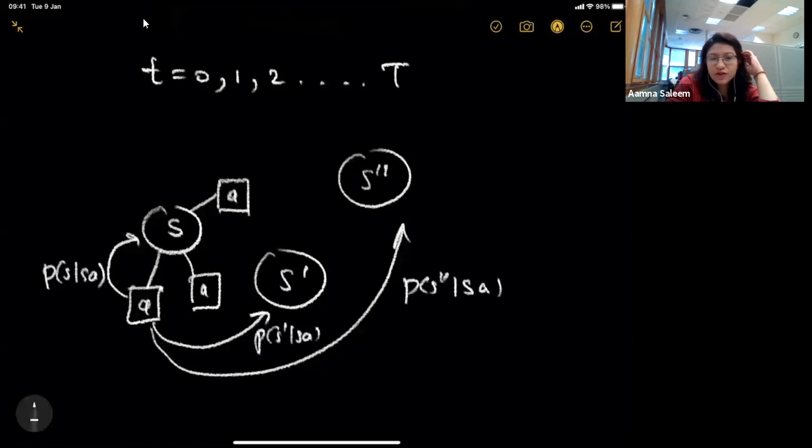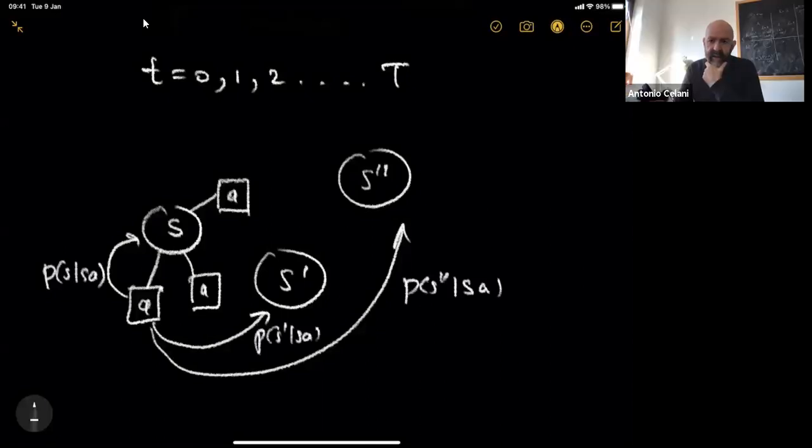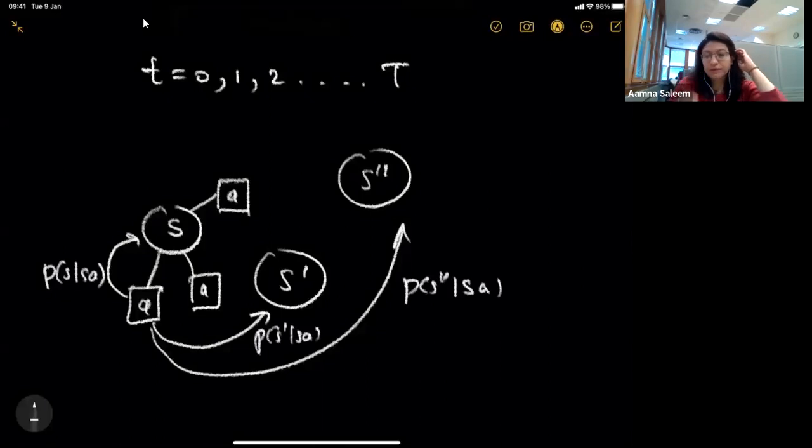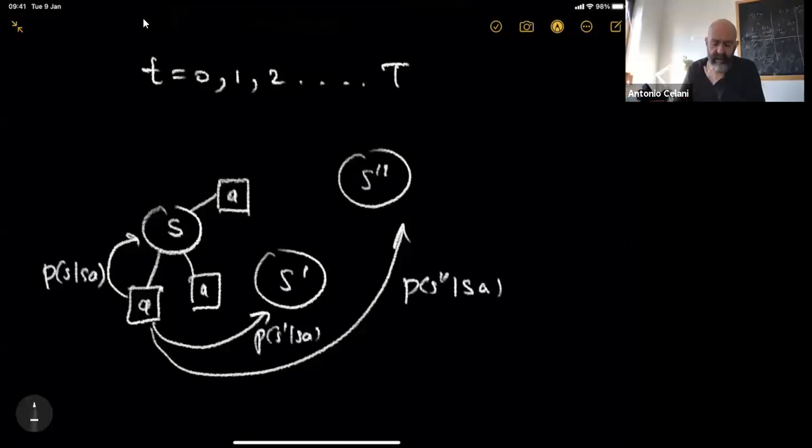Professor, is there any chance of staying in the same state? Is there a loop that brings it back to the same state? This is one instance. There are actions that bring you back to the same state. This is absolutely possible. Okay, thank you. And then of course you can generalize.